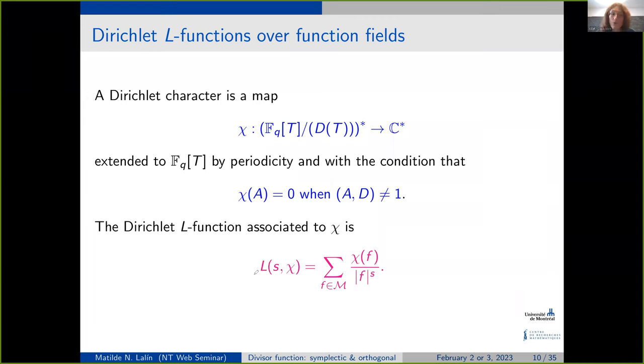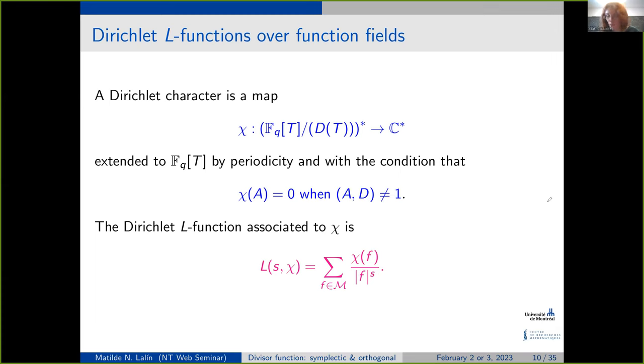Then the Dirichlet L-function associated to chi is defined as the sum of chi of F over the absolute value of F to the s. And here, sorry, the notation M means monic. I was trying to delete this notation from my slides, but I forgot here. So the sum is over F monic, just like in the definition of the Riemann zeta function over F_q[T].